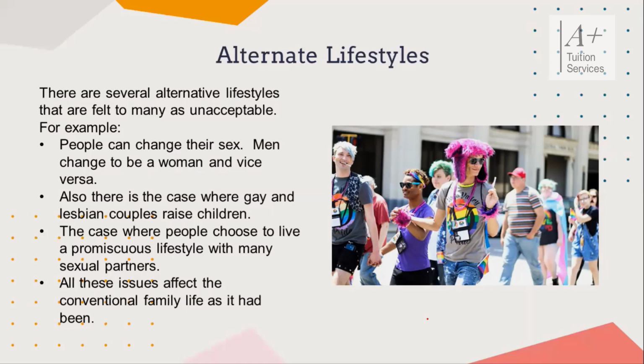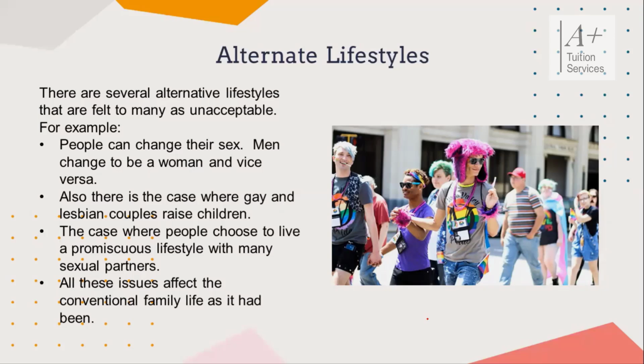Also, there's a case where gay and lesbian couples raise children. So now two gay people or a lesbian couple is allowed to adopt a child, whether boy or girl, and this is considered safe. Then there is the case where people choose to live a promiscuous lifestyle with many partners. So now we don't have people who just want one person, we have people out there who are with everybody, you could say, right? And all the issues that affect the conventional family, as life had been, is what we call alternate lifestyles.